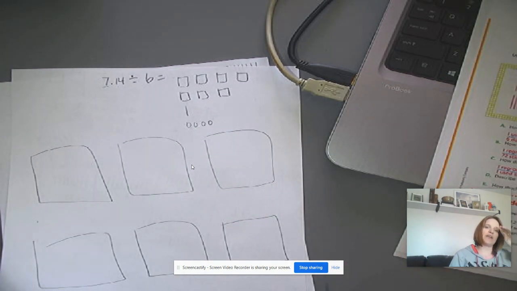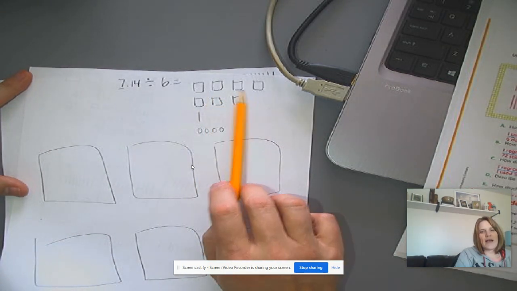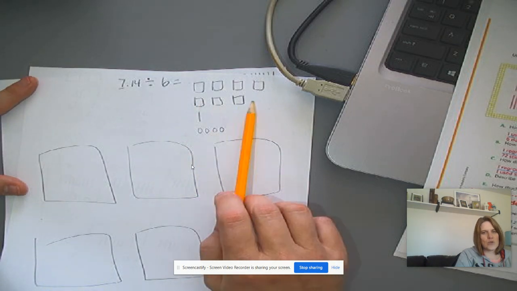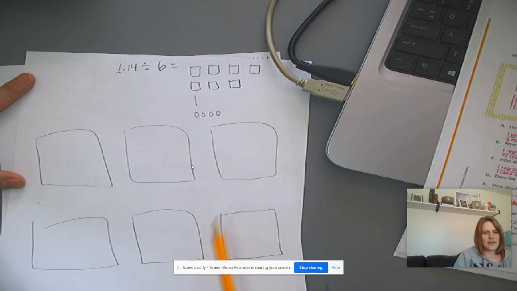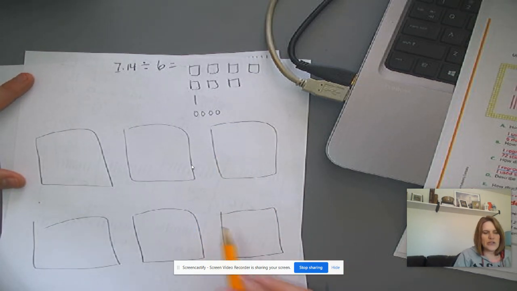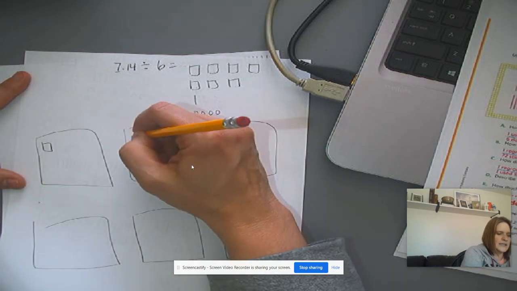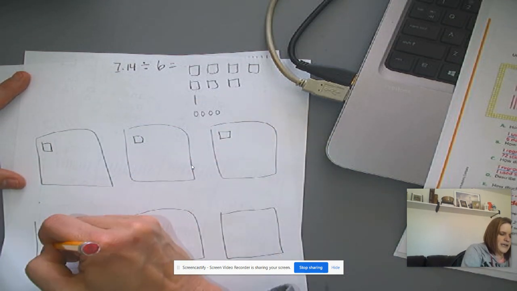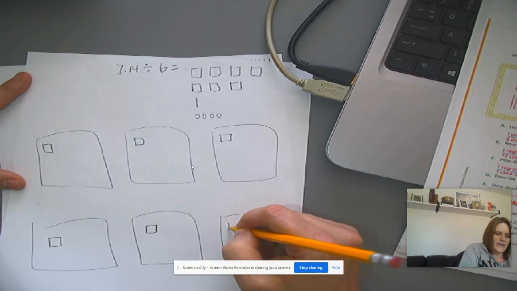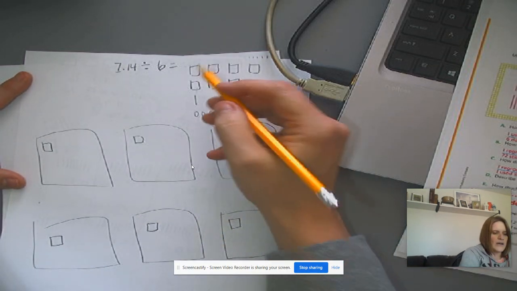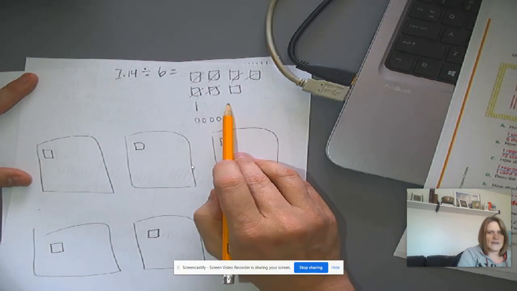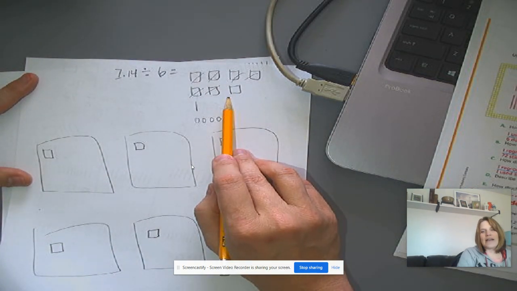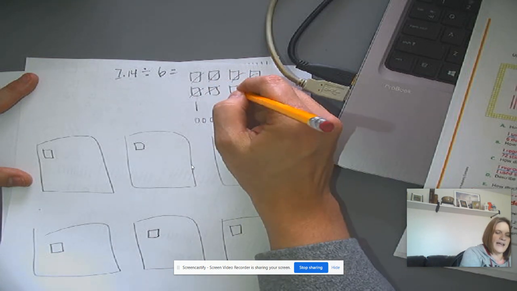Okay, what do I divide first? I divide my ones, my wholes. Do I have enough wholes to give everybody 1? I've got 7 wholes. Do I have enough to give everybody 1? I do, right? 1, 2, 3, 4, 5, 6. That leaves me with what? I still have one whole. Well, I need to break that apart. And that is 10.